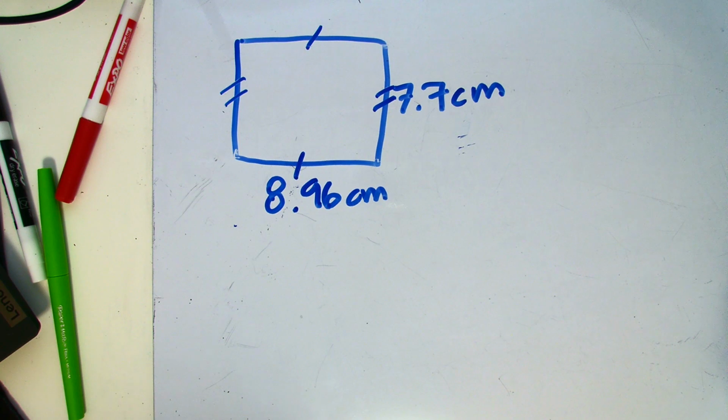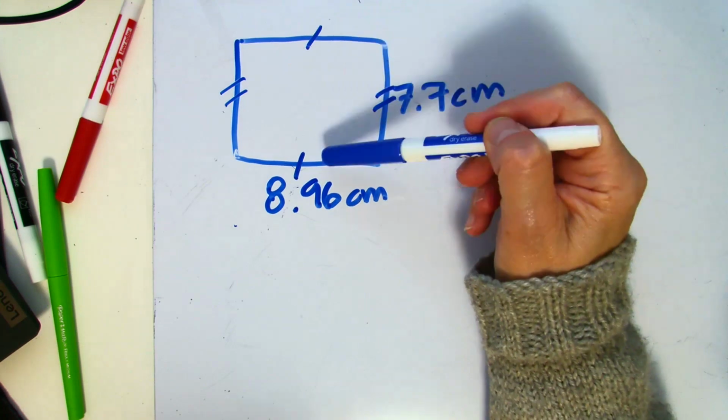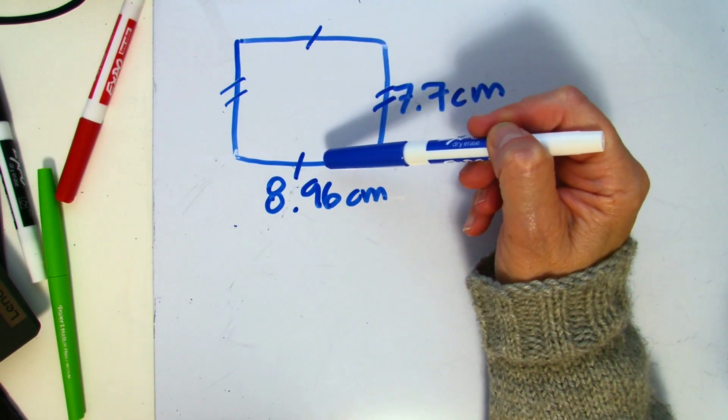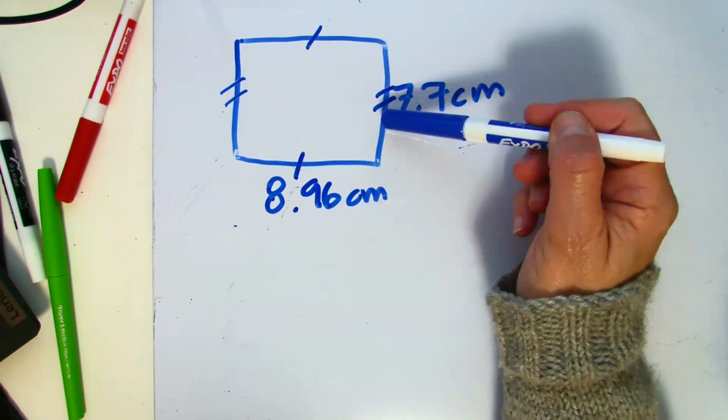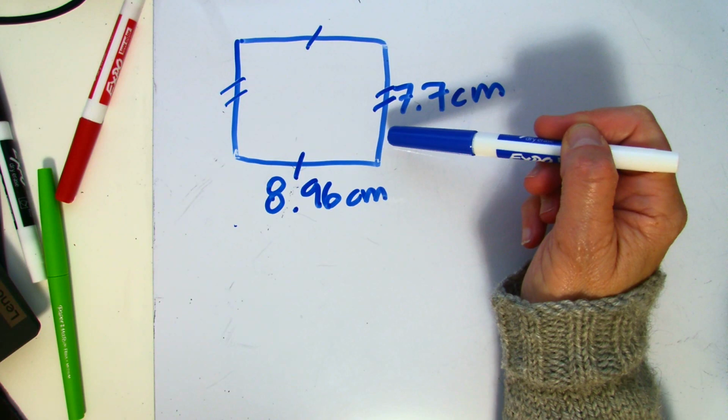Perimeter of a rectangle means that we're going to take the sum of the four sides that make the rectangle. With rectangles, we know that the top and bottom sides are going to be the same distance or the same length, and the left and right sides will also be the same length or width.